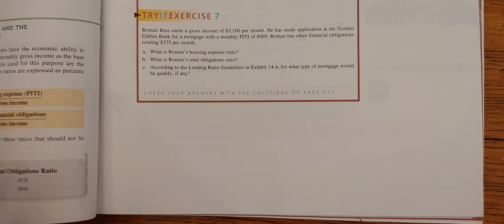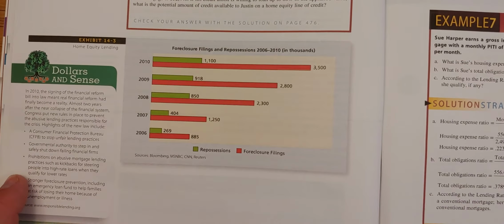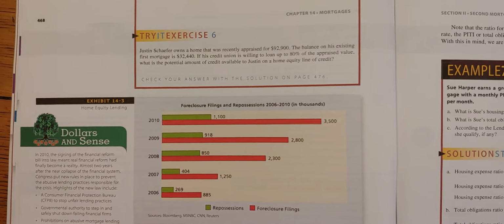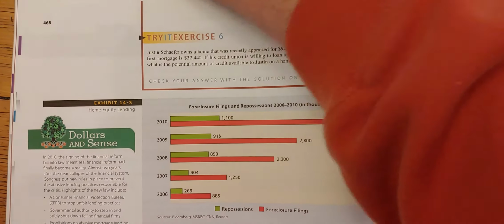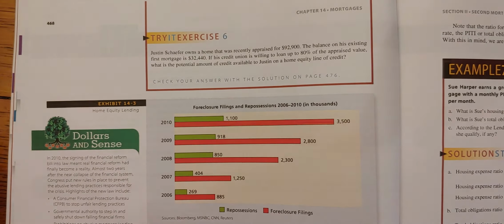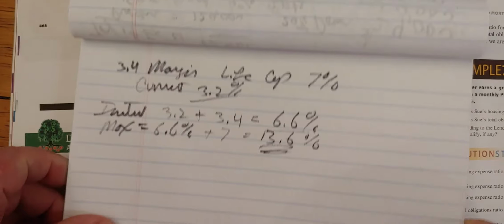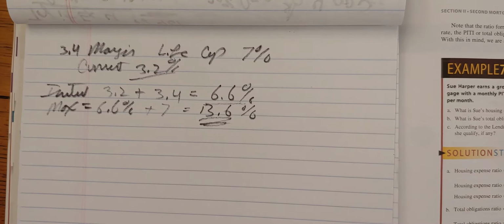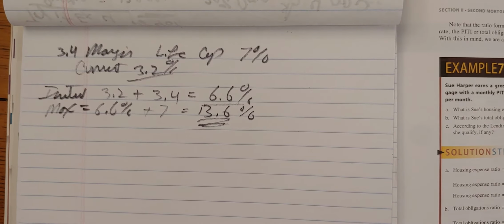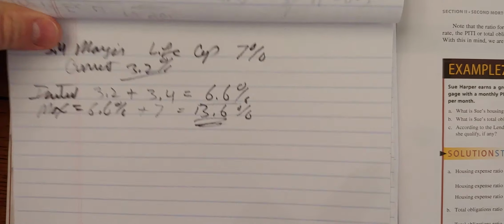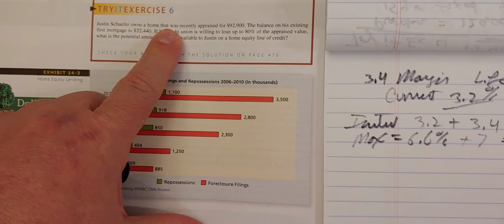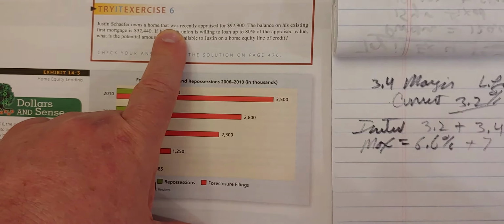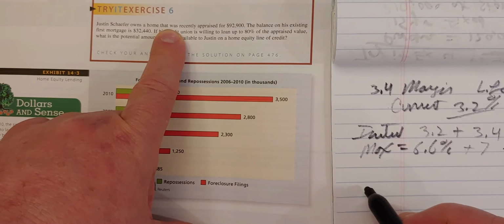So let's just do a quick practice here. Try exercise 6. I'm just going to do it here while we're here. Hopefully you can practice this on your own. If you want to practice, just stop the camera right now and go ahead and practice it, and then come back. And I'm going to do this right now. So as we look at this, the problem states Justin owns a home that was recently appraised at $92,900.